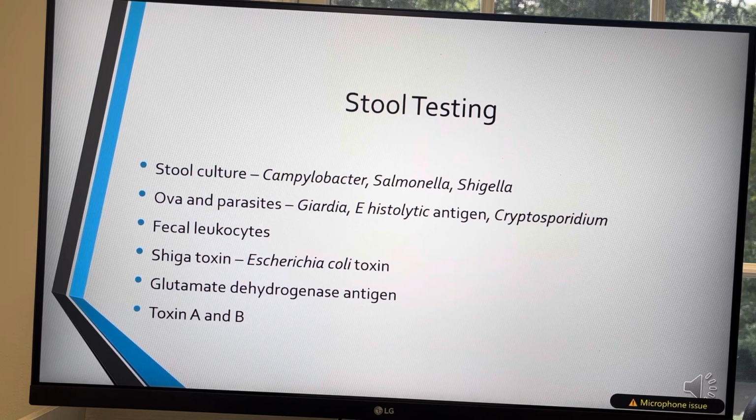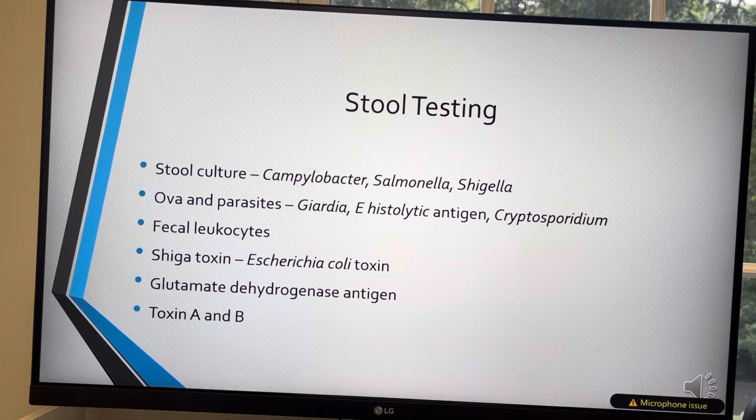Glutamate dehydrogenase antigen is a stool test. It tests for the protein present in all C. diff infections. It has good sensitivity, it has rapid turnaround time, and it's cheap. It won't test for toxin production, though. Toxin A and B is a stool test, and that does test for the toxins. It has a low sensitivity. And because of that, though, both are ordered.